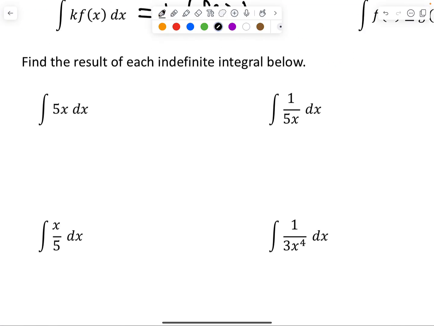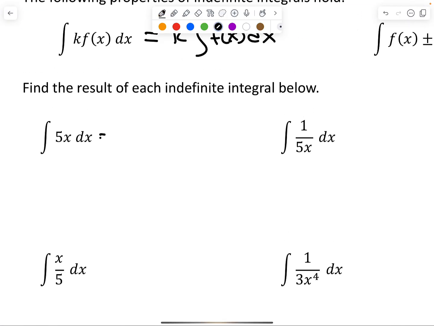All right, first example on this page, we have a 5 times x. You can effectively factor the 5 out and just integrate x dx. And then we use our reverse power rule.